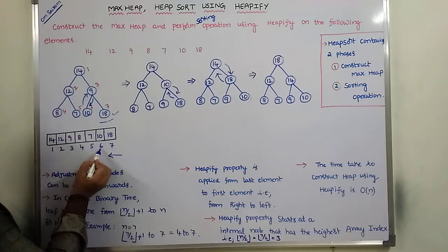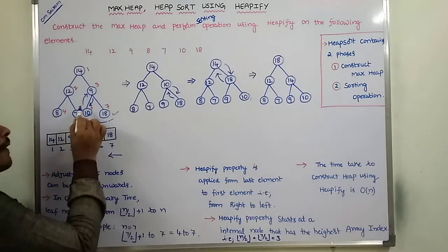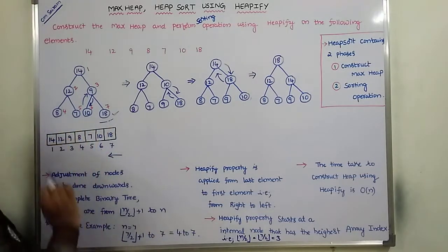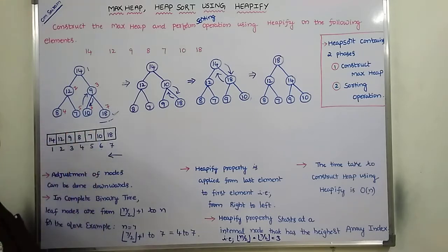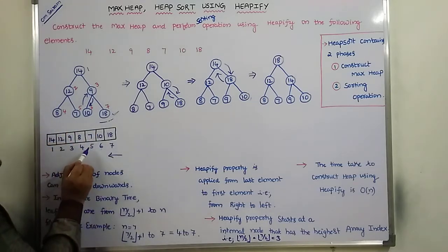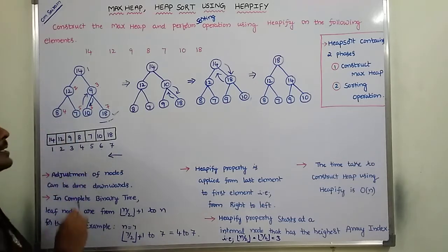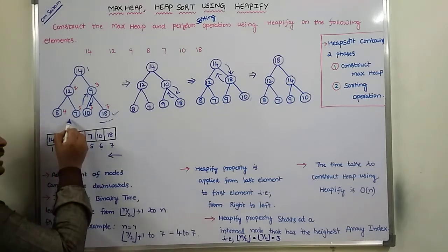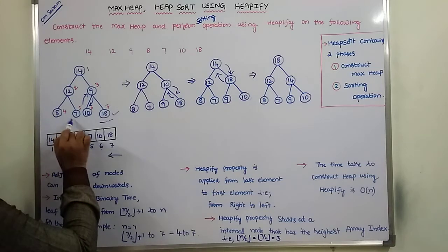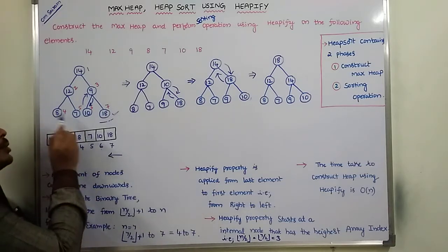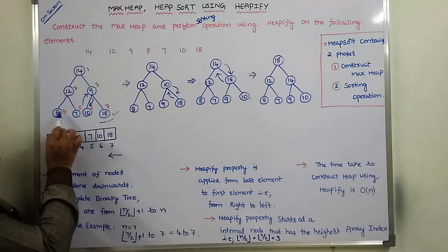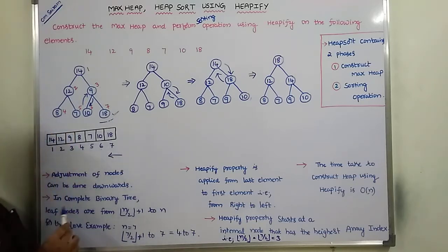Next index is 6. At 6, 10 is there. It is also a leaf node. It satisfies the maximum heap property. It contains the maximum value. Next, go to the next node, that is index 5. Here 7 is there. 7 is also a leaf node. It does not have any child, so it has the maximum value. It satisfies the maximum heap property. Next, go to the next index, that is 4. Here at index 4, 8 is there. 8 is also a leaf node. It does not contain any children, so it satisfies the maximum heap property because it contains the maximum value.